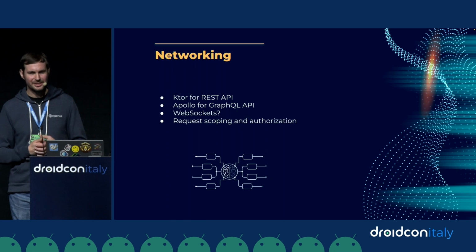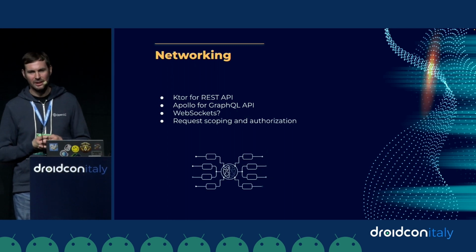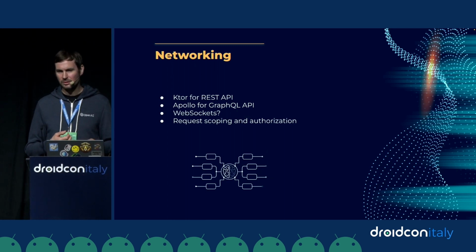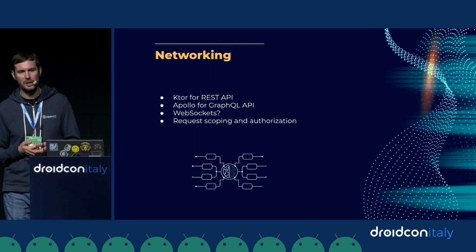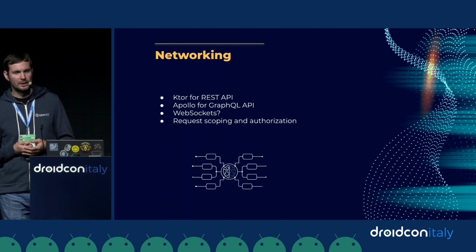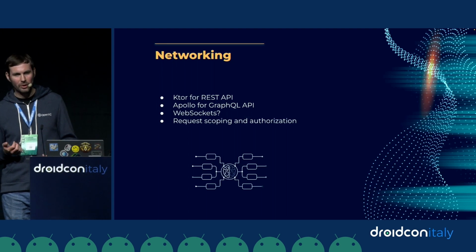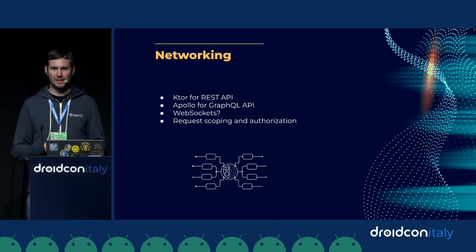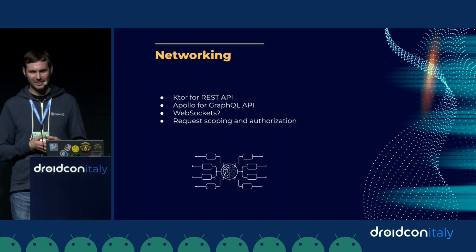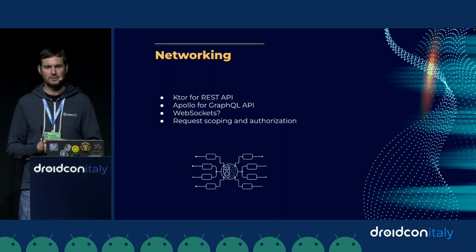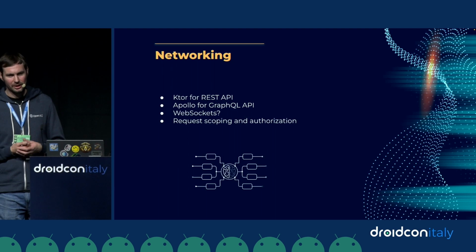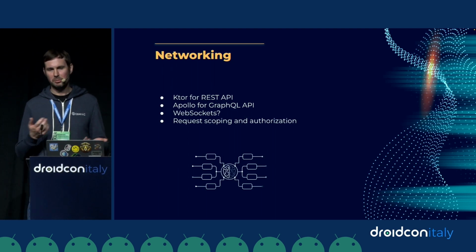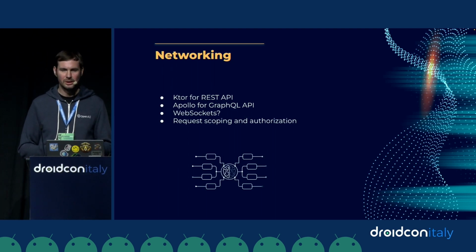Let's switch gears and talk about networking a little bit. So I mentioned we use Ktor for REST APIs. Under the hood, it basically uses our HTTP engine. Originally, we thought we might share more code between platforms, so we lean into Ktor because it supports multi-platform. And we use Apollo for GraphQL APIs. It's pretty much the industry standard for mobile.